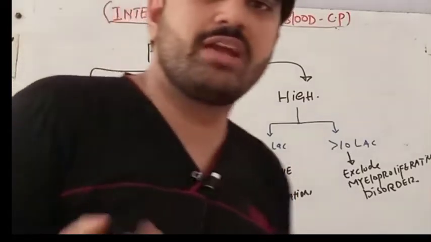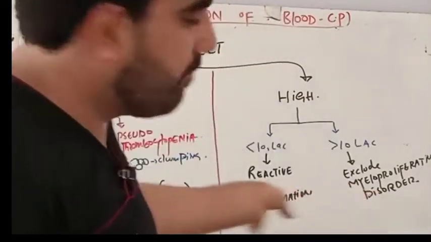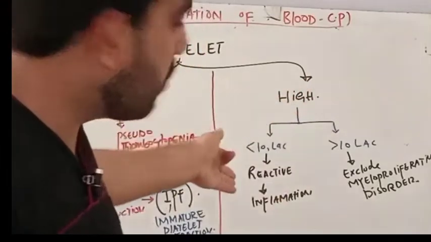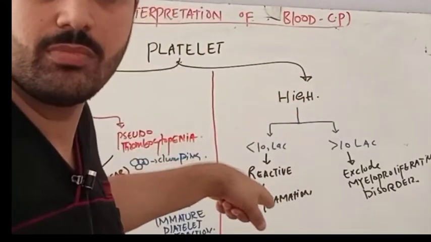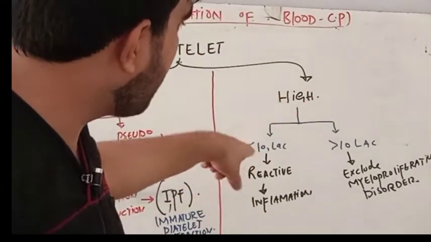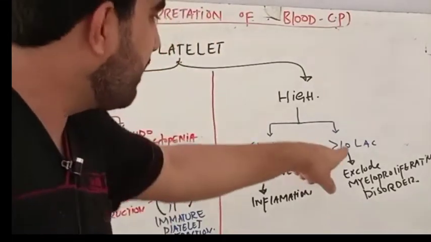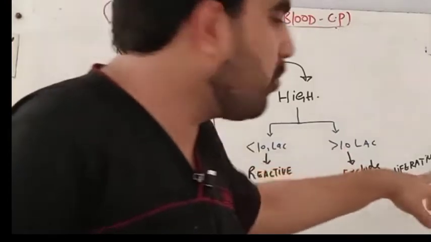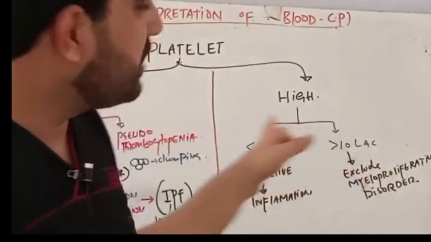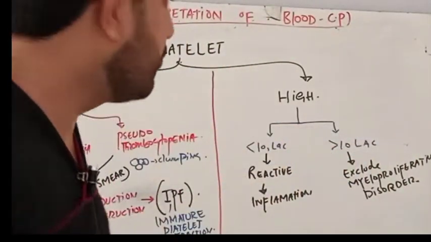The patient is having rheumatoid arthritis, the patient is having SLE, the patient is having worms infestation. You can expect the reactive increase in platelets. But if it is more than 10 lakh, think about myeloproliferative disorders.